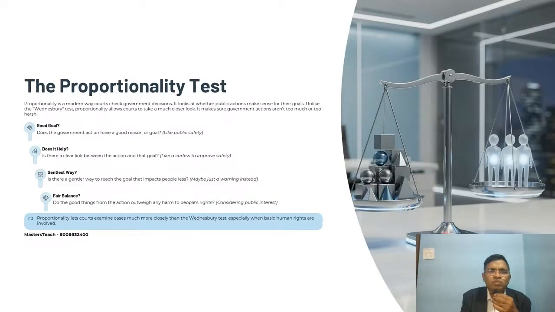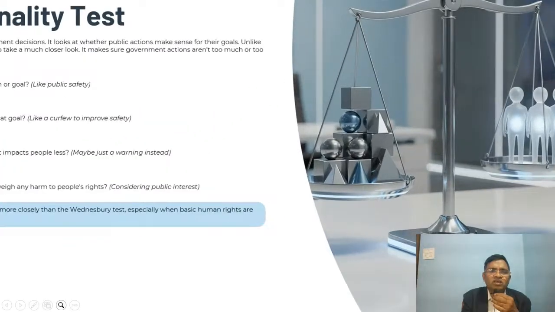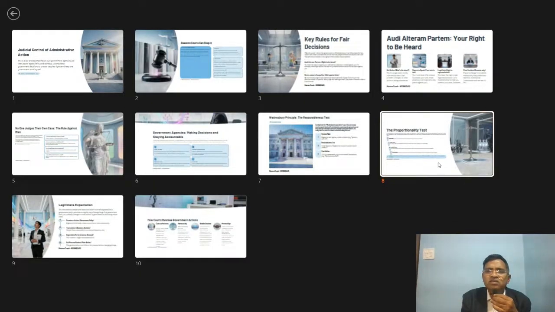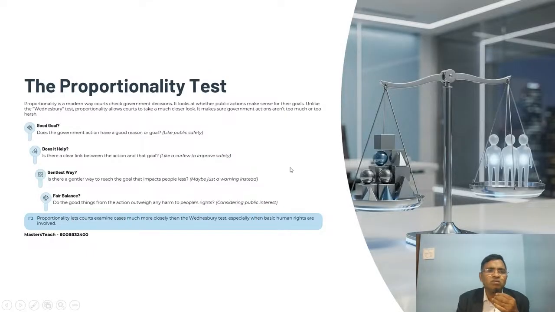Then the proportionality test. Okay, so proportionality is modern: the court checks the government's decisions. It looks at whether public actions make sense for their goal. Unlike the Wednesbury test, proportionality allows the court to take a much closer look.